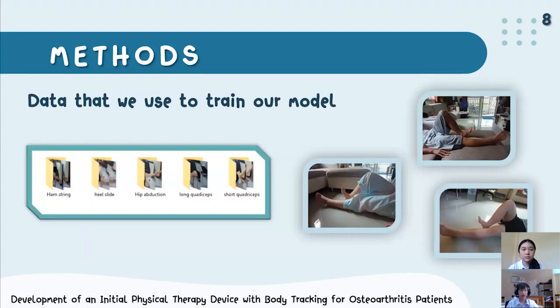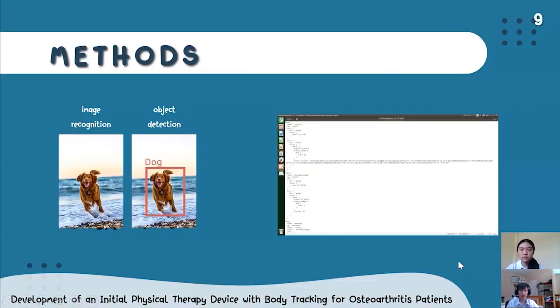And this is the data that we use to train our model. We have a lot of poses to train our model, and we selected 5 poses. Their names are hamstring, hip slide, hip abduction, long quadriceps, and short quadriceps. We use different angles and different persons to increase variety and flexibility in tracking, like in the photo on the right. Next slide.